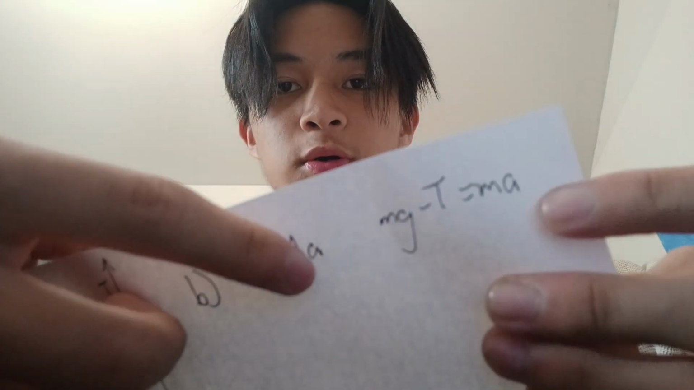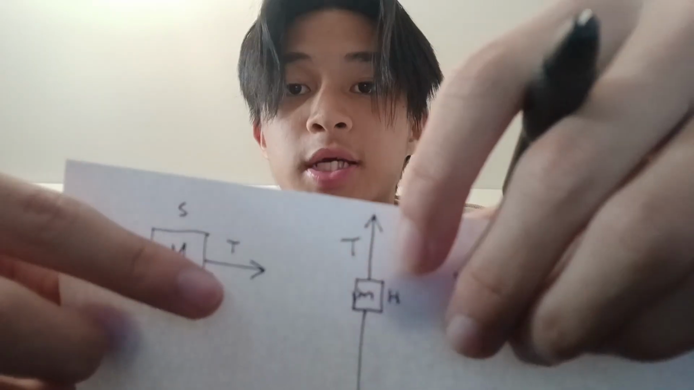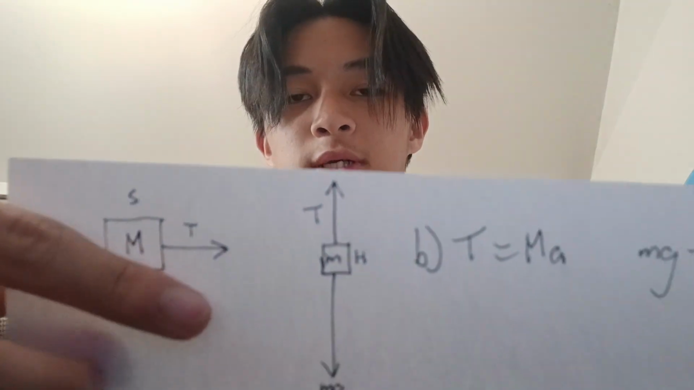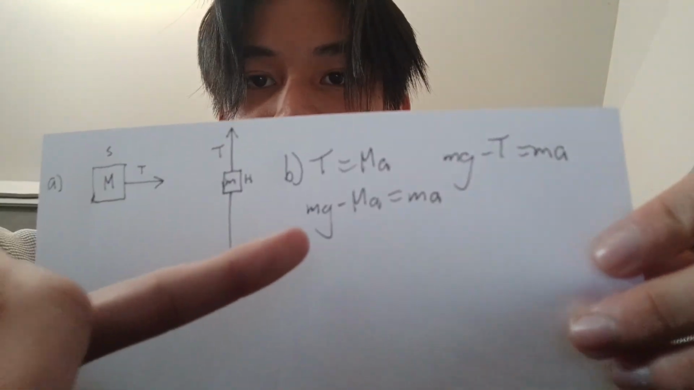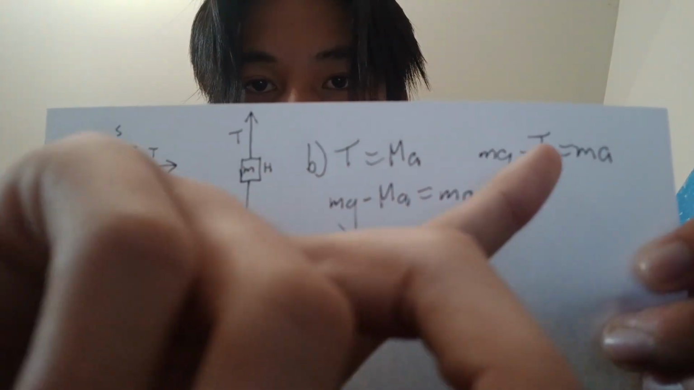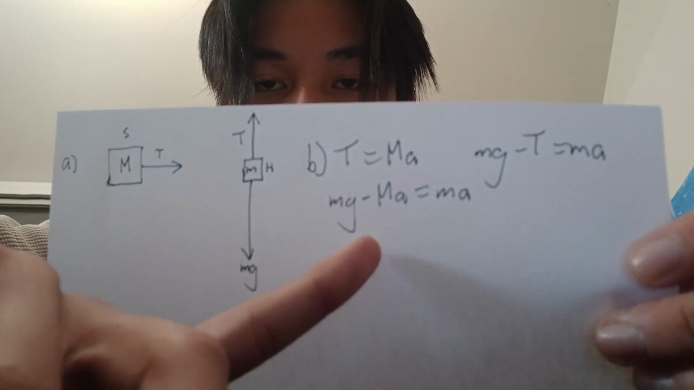The reason the a's are the same is because they're connected by the same string, same tension, same pulley, and so they have to have the same acceleration. So to solve for the acceleration, I subbed in capital MA for T in the equation for block H, like this. So T equals capital MA, there's a T here, so just replace that with that, and you get this. Add this to both sides.